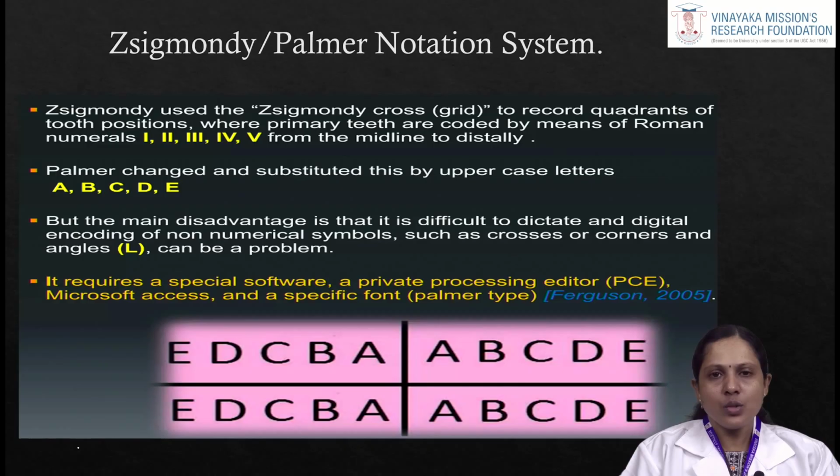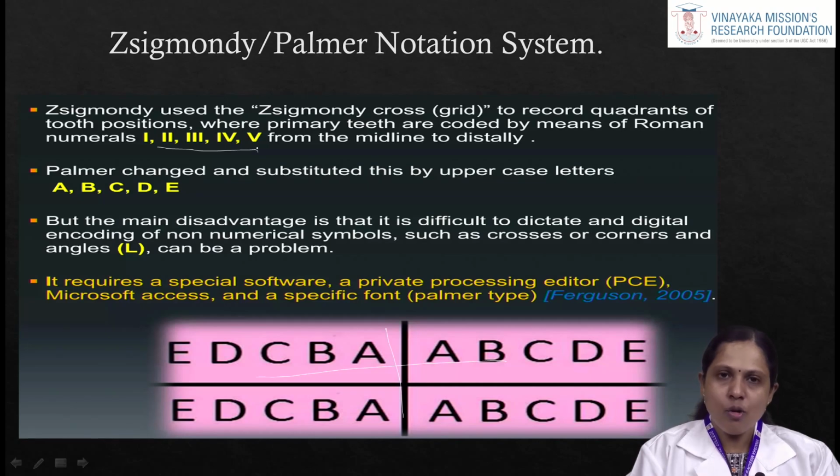Zsigmondy-Palmer notation mainly uses grids like these are the grids. Okay, like for representing the quadrants, or whether it is upper right or left or lower right or left. Okay, initially Zsigmondy used Roman numerals 1, 2 and 3, 4, 5. Okay, and later Palmer changed to uppercase capital letters for primary dentition. Here all the teeth in every quadrant are given the same alphabets like A, B, C, D, E. Okay, A represents central incisors, B represents lateral, and C canine, D first molar and E second molar.